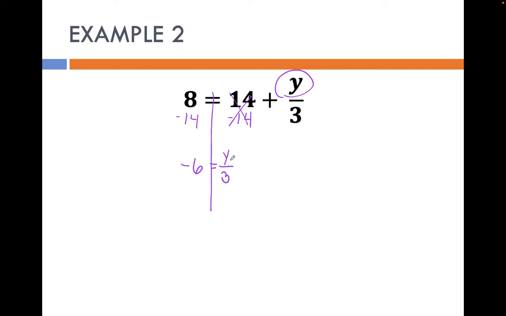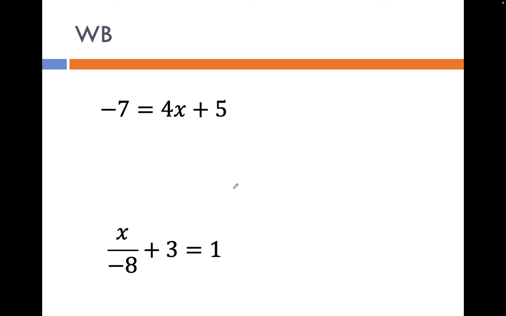Finally, to figure out what number divided by 3 equals negative 6, we can multiply both sides by 3 because this 3 over this 3 will cross simplify into a positive 1y, and 3 times negative 6 is negative 18. Pause the video and take a moment to try these two examples.